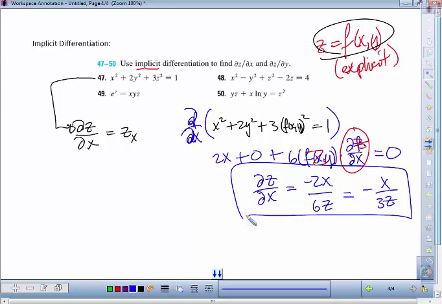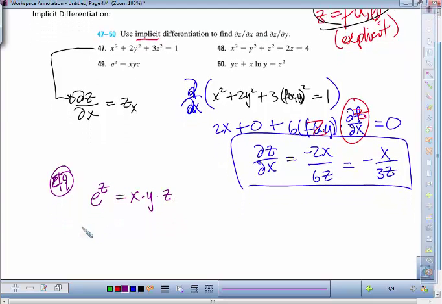All right, let's do 49 or 50. What do you guys want to do? So let's do, let's say e to the z is equal to x times y times z. And what do we want to find? dz dx or dz dy? Doesn't matter. Let's find dz dy.